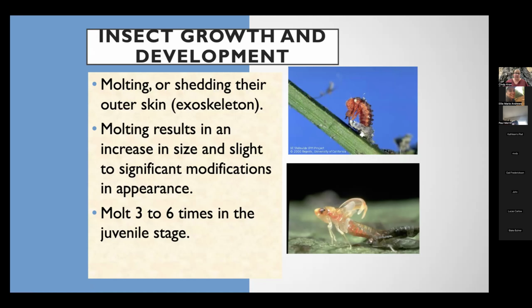So each time they molt, there can be slight to significant modifications in appearance. Usually, you're growing wing pads over time, and then at the final molt, you have full wings. And they will molt again 3 to 6 times in the juvenile stage. Each species has a different number of stages, but usually a minimum of 3 and a maximum of 6 before they become adults.